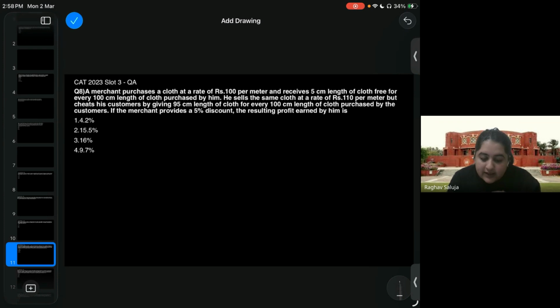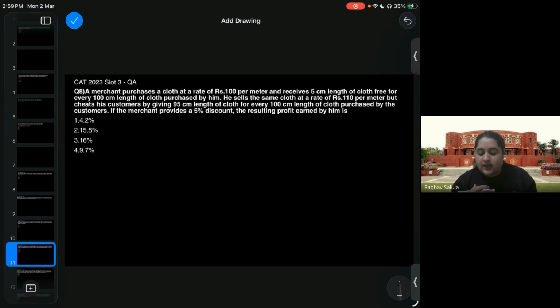If the merchant provides a 5% discount on his marked price, what is the resulting profit earned by him? So we need to find the profit. A lot of tutors try to make it a very streamlined question: multiply this, this, and this, cut these numbers, and get the answer. But personally, I don't feel it is a good approach because you won't be able to remember how to do a question like this.